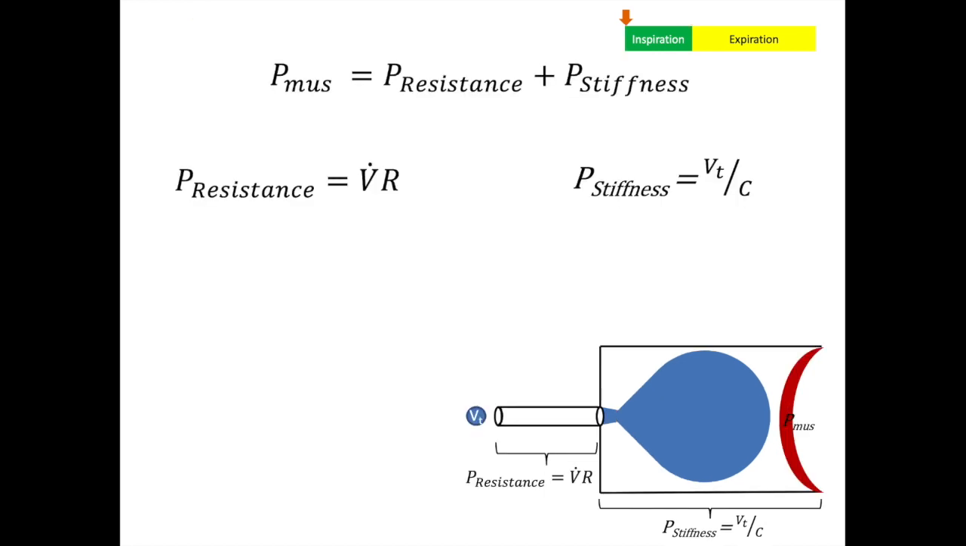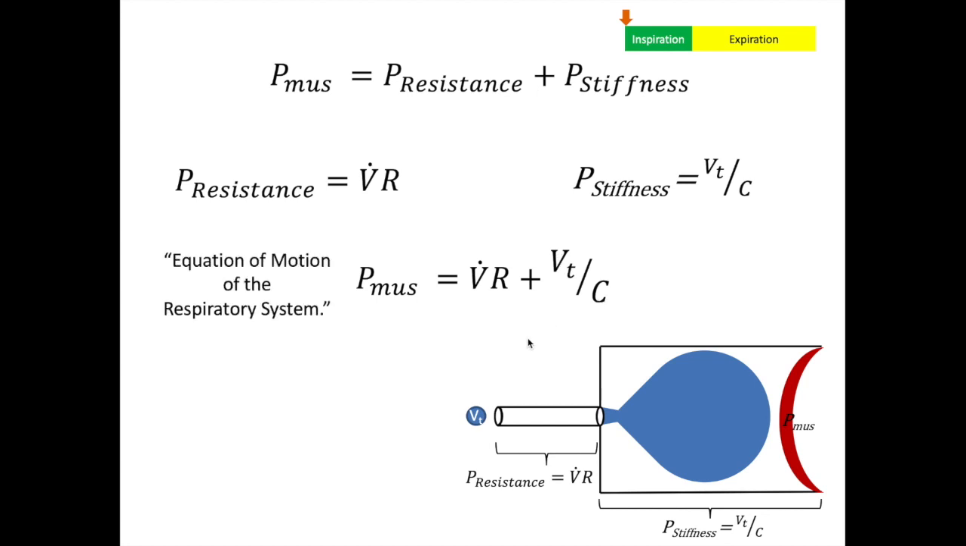Now we can put everything together. We have an expression for the resistance pressure, the pressure created by the resistance of flow through the airway, and a stiffness pressure, or the pressure needed to overcome the stiffness of the chest wall and the lungs in order to get a tidal volume in. If we put these together, we find that the pressure that the diaphragm has to create is equal to the flow times resistance for the airway, and then for the stiffness, the tidal volume divided by the compliance. This expression is often called the equation of motion of the respiratory system, and it's fundamental to understanding how we breathe in and how a ventilator helps us breathe in.